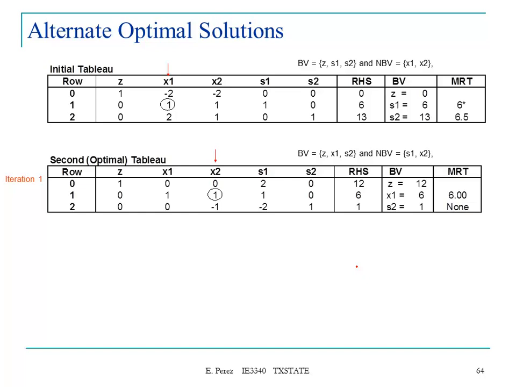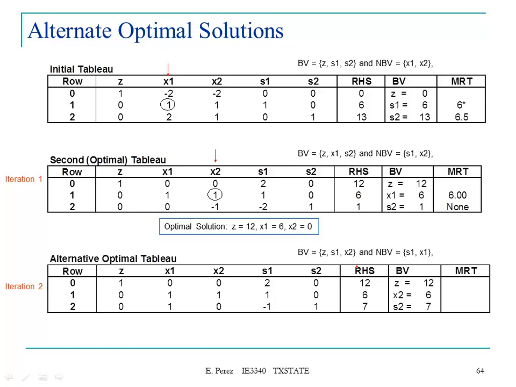So you identify your non-basic variables, and you find that one of those is 0 on row 0. That means that you can have alternative solution. So the optimal solution is z equals 12, x1 equals 6, x2 equals 0. Now, an alternative optimal tableau will be this one. Say we decided to enter x2 instead of x1 in our first step, then you will get a different solution in which x1 will be 0 and x2 equals 6.